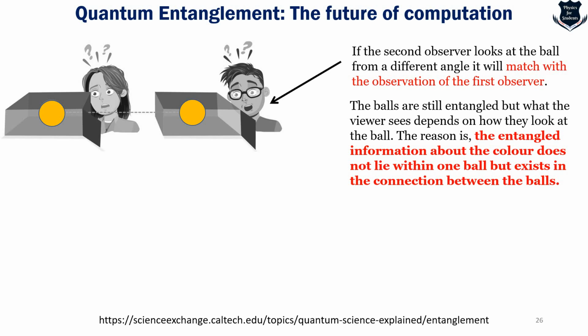The reason it does, the balls are still entangled, but what the viewer sees depends on how they look at the ball. The reason is quite clear. The entangled information about the color does not lie on the ball, but it exists between the connection of the balls. This is very important. So you see, there's this quantum entanglement that we understood the physics.